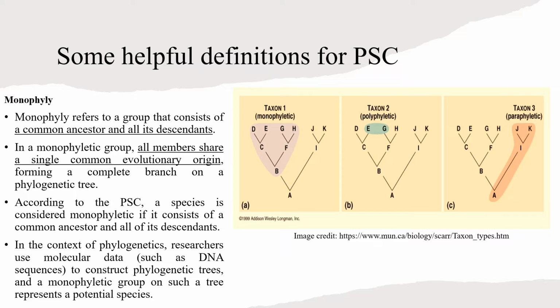According to the phylogenetic species concept, a species is considered monophyletic if it consists of a common ancestor and all of its descendants. So as you see, B and all of its descendants, including C, F, D, E, G, and H. In the context of phylogeny and phylogenetic analysis, researchers use molecular data such as DNA sequences to construct phylogenetic trees, and a monophyletic group on such a tree represents a potential species.